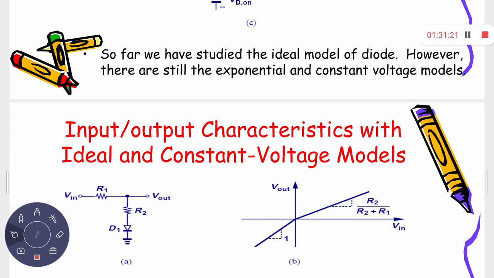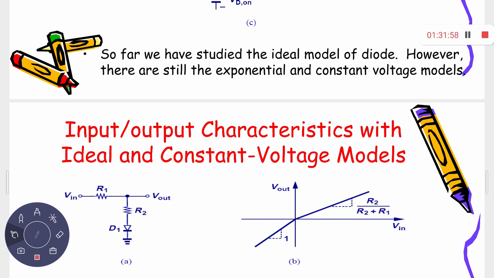Let's consider this circuit first. Now you have two resistors R1, R2, and apart from that you have one diode D1. Once again, I am assuming here it is an ideal diode. The first one is for the ideal diode. Ideal diode makes your life simpler, isn't it? Only the extreme cases: VD on 0, R on 0, R off infinite.